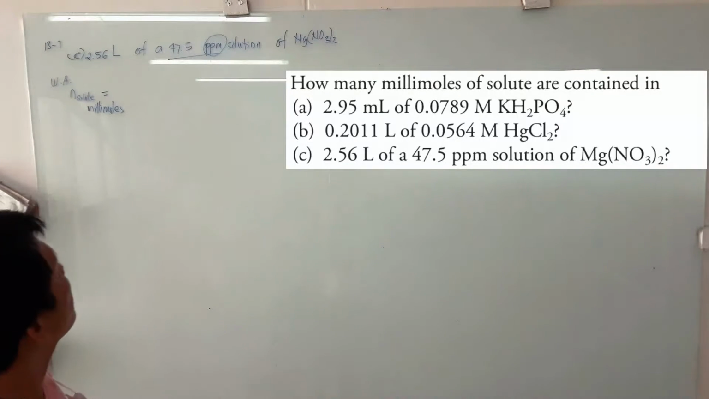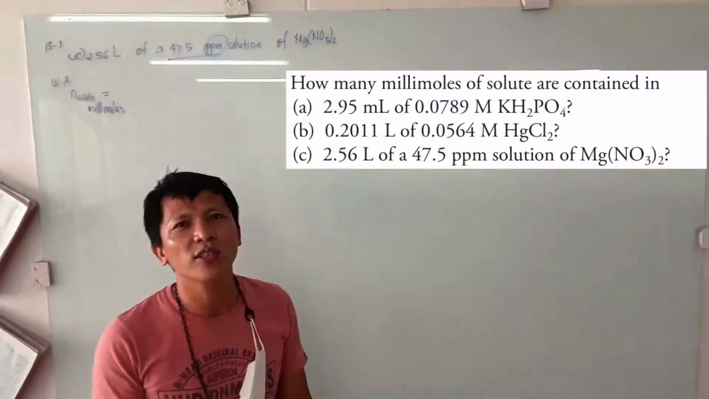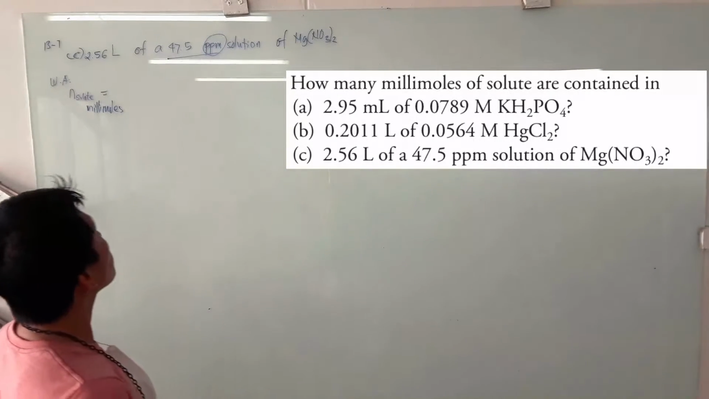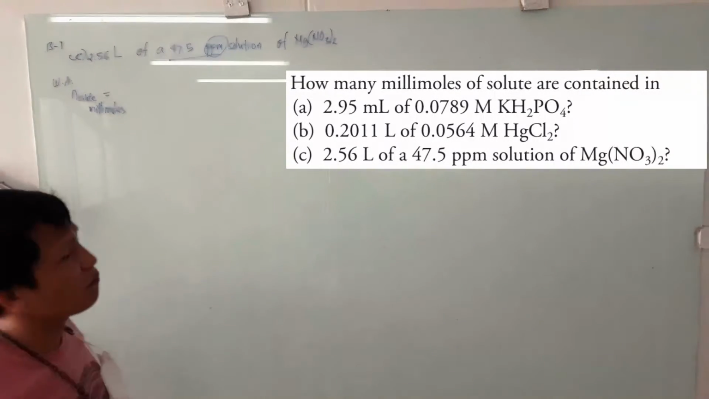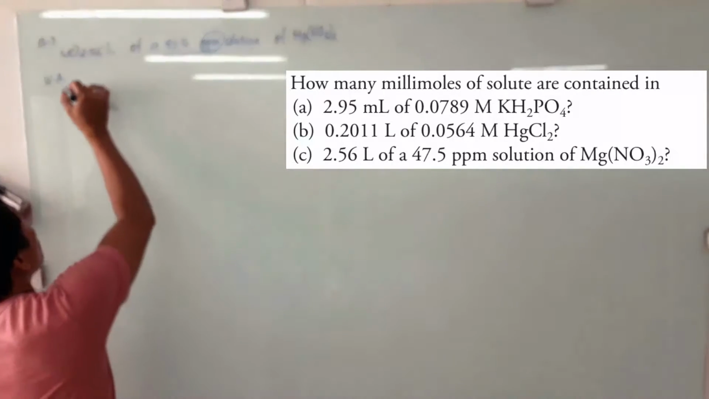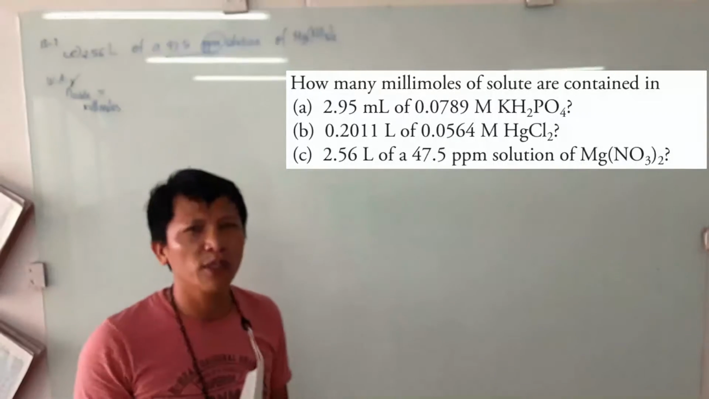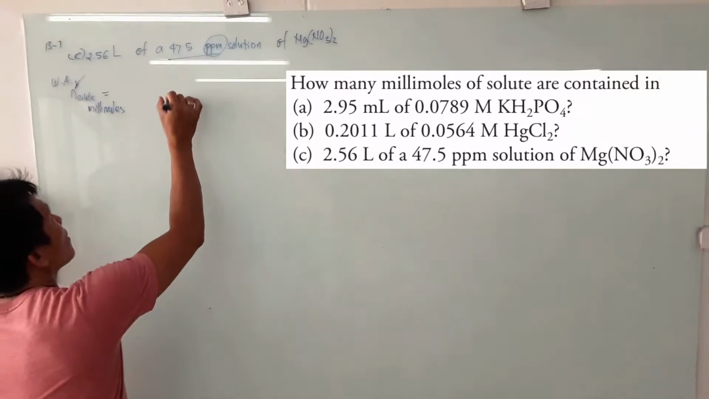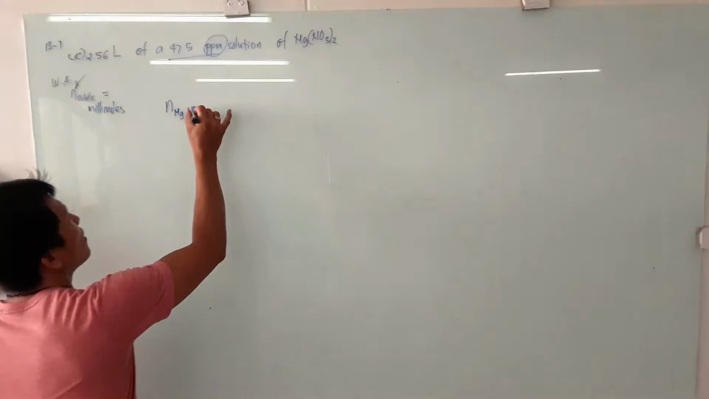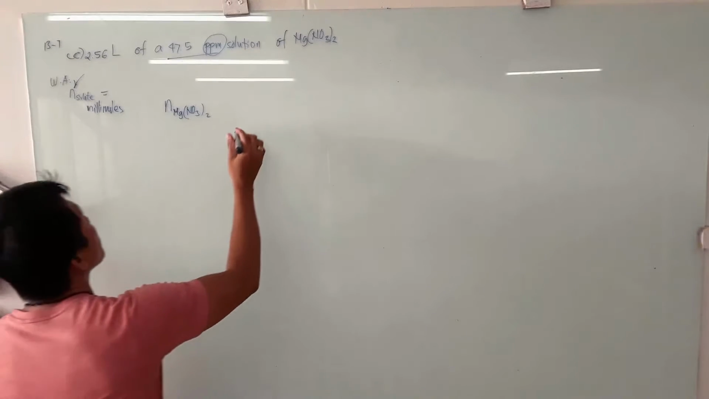When the solvent is not stated, it is usually water. So don't be surprised, because if you have samples in natural environments like seawater, it's again water, with, of course, minerals added. Anyway, you have 47.5 parts per million, and you just want to find how many solutes are there. Usually we notate number of moles as n. So I'm trying to find the number of magnesium nitrate. This one will be the solute in 2.56 liters of water.